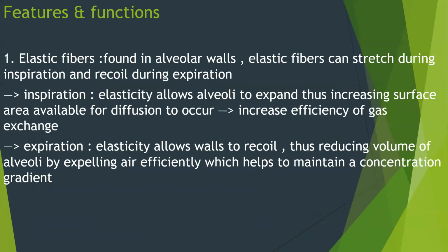And lastly, there are elastic fibers. Elastic fibers are found in alveolar walls, and this allows the alveoli to stretch during inspiration and recoil during expiration. During inspiration, the elasticity allows the alveoli to expand. This increases the surface area for diffusion to occur, so again, it helps to increase the efficiency of gas exchange. In expiration, since it recoils back into its smaller shape, this will reduce the volume of the alveoli by expelling all the air efficiently, and helps to maintain the concentration gradient between the alveolar air and the blood plasma.